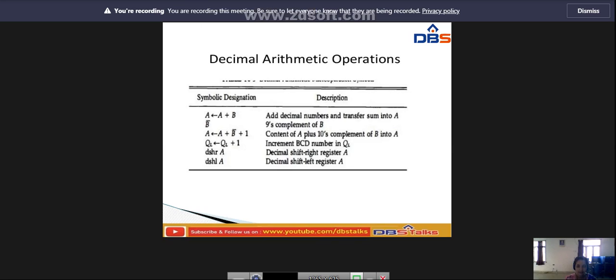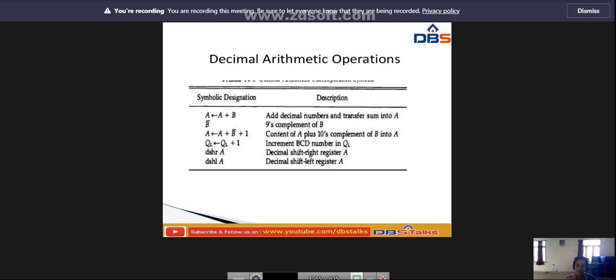It is a symbolic designation and description. A ← A + B: I am performing addition, adding decimal numbers and transferring the sum into A. So after adding these two values, I am storing the value in A. B bar means the 9's complement of B. So A ← A + B bar + 1: the content of A plus the 10's complement of B goes into A.